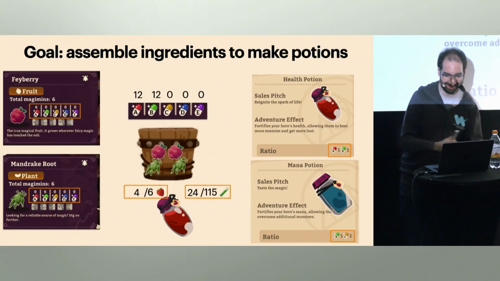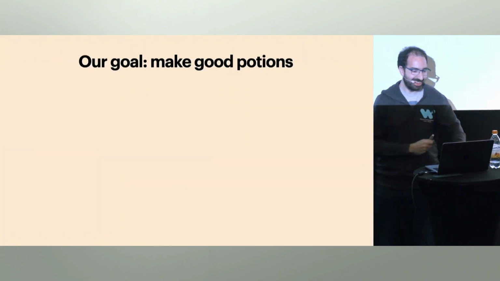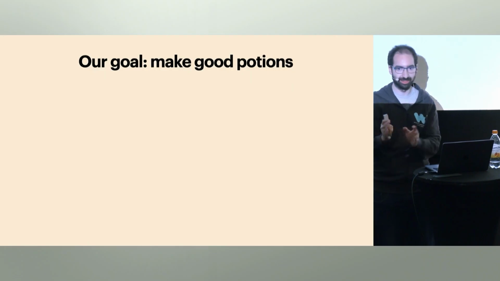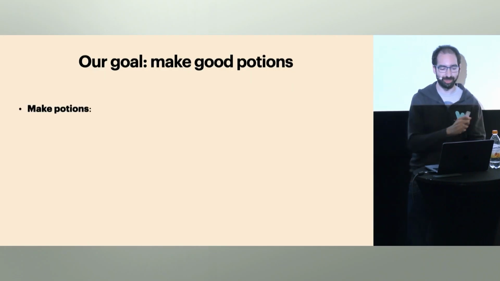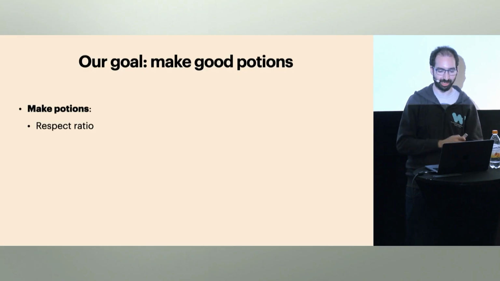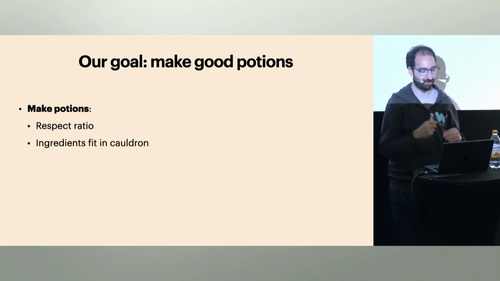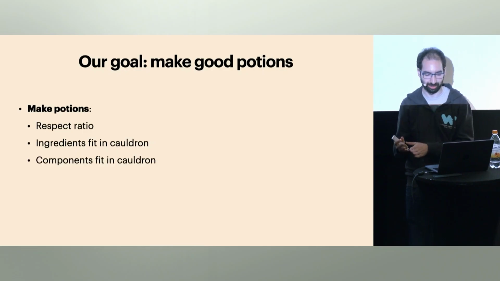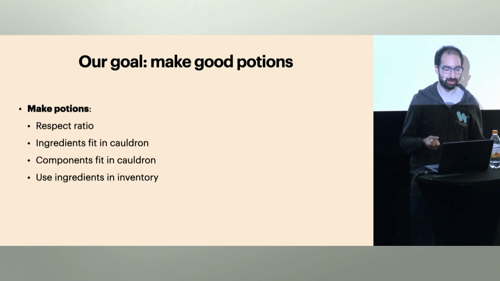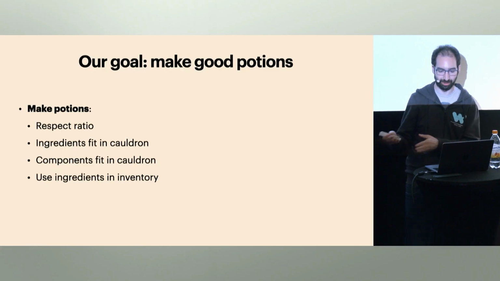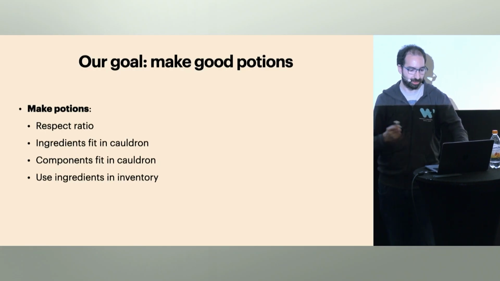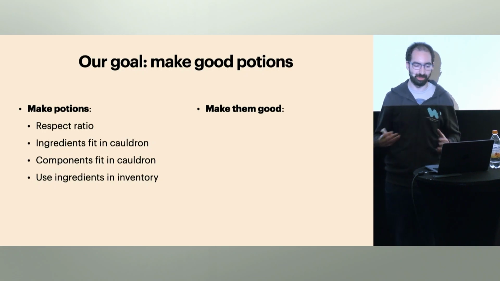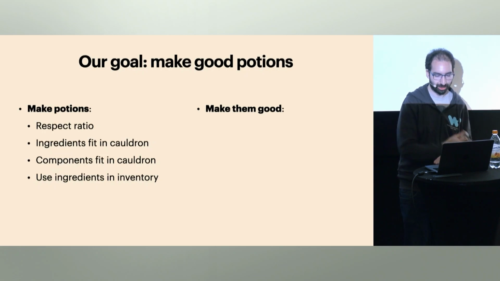Anyway, our goal is to make good potions, and this has 2 sides. One is making potions, which means respecting the ratio and having the ingredients fit in the cauldron, and also having the elements fit in the cauldron. Also, you have to use the ingredients we have. And 2, you need to make them as good as possible, which means you have to maximize the amount of components. So you have to make the number go up.